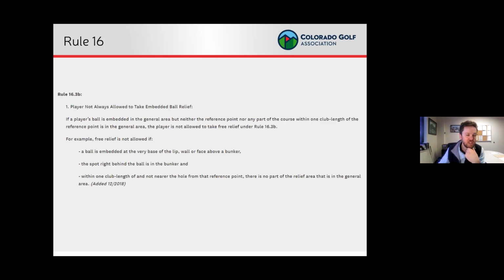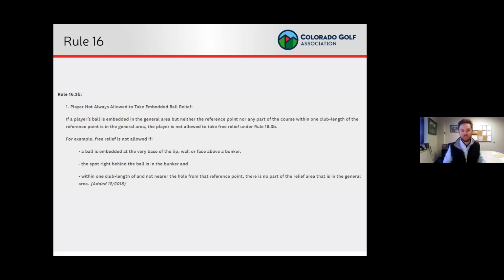So you're not allowed to take embedded ball relief if the player's ball is embedded in the general area, but neither the reference point nor any part of the course within 1 club length of the reference point is in the general area. The player is not allowed to take free relief under Rule 16.3b. So you're very much tethered to the spot of the ball, the spot behind it, the reference point, and 1 club length. You don't get a nearest point of complete relief.